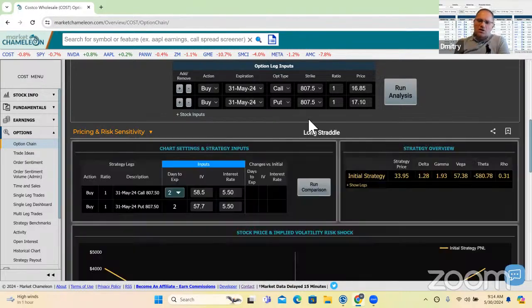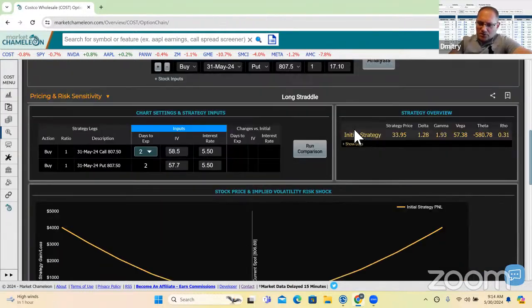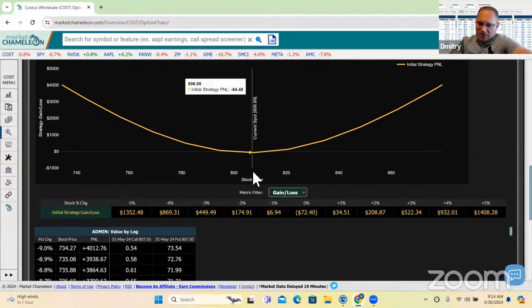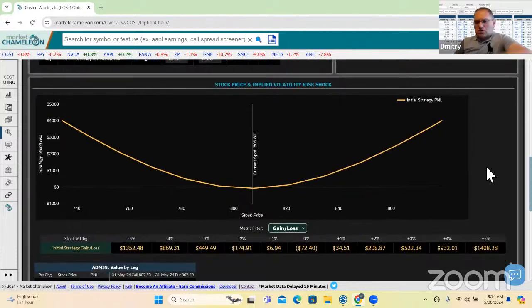All right. So what do we have here? Let me close this to expand the screen. What we have here is the profit and loss of this strategy as the stock moves up and down. Here's the current stock price, and the stock could move up or down. The initial graph shows, if nothing else changes, that we have no time decay right now.